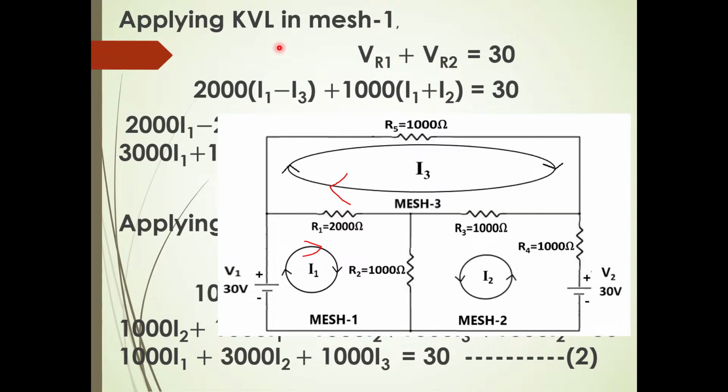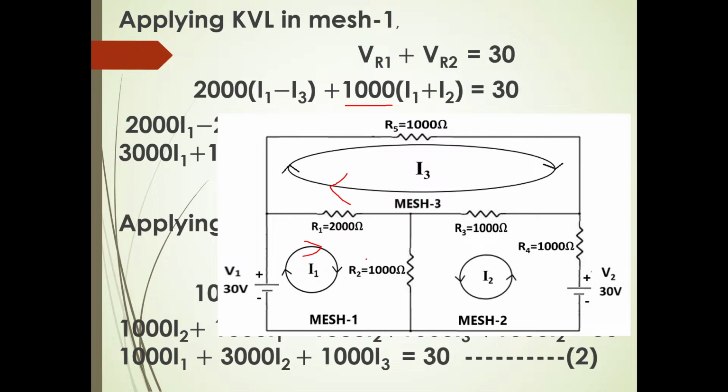Because now we have considered the KVL in mesh 1, that current will dominate the other current. So, I1 minus I3, plus what is the voltage drop across R2? VR2. What is VR2? I into R. R value is how much? 1000. Voltage across resistor R2.